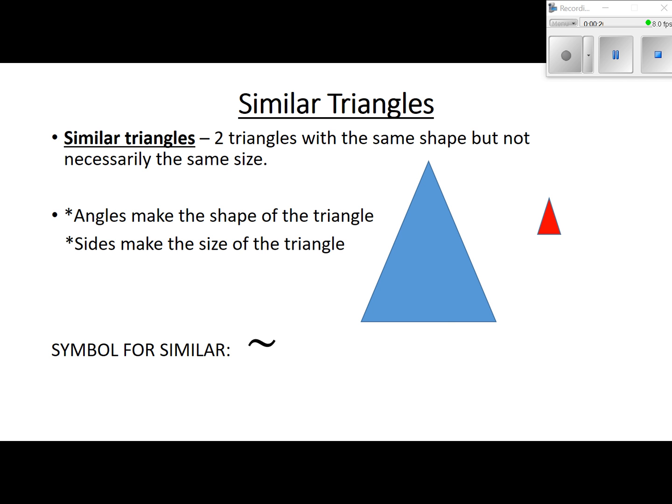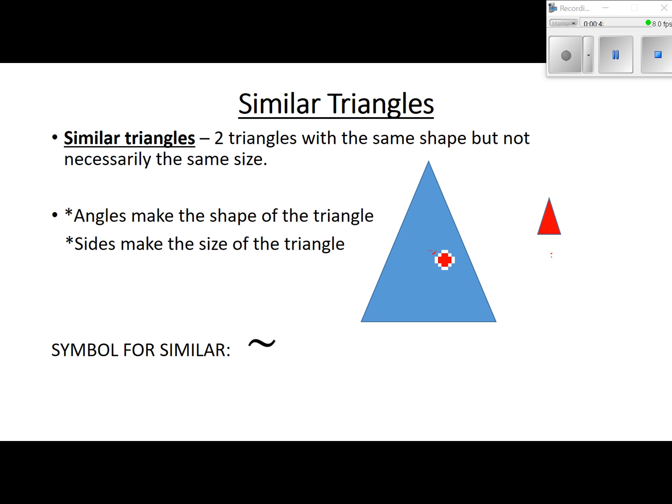So if I look at these two triangles right here, they look like they're both the same sort of shape, but one's most definitely a lot bigger than the other one. Those could be said to be similar triangles.